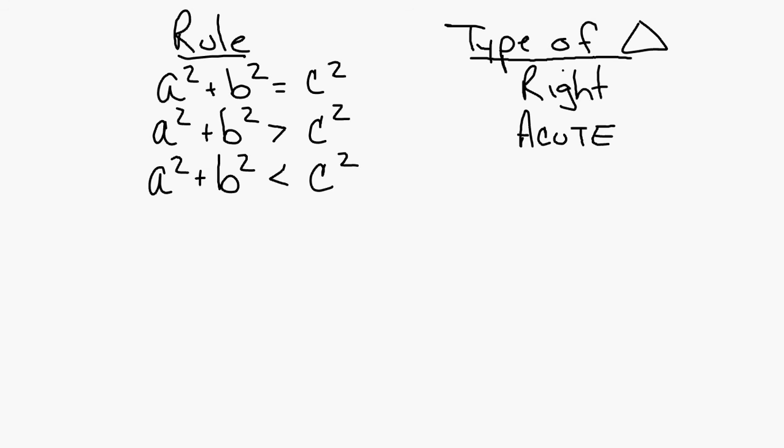So those are the types of problems you're going to see today. You're going to be asked to find the third side of a triangle, and you're going to be asked to determine if the triangle is right, acute, or obtuse. Anybody got any questions on any of that? Very good.